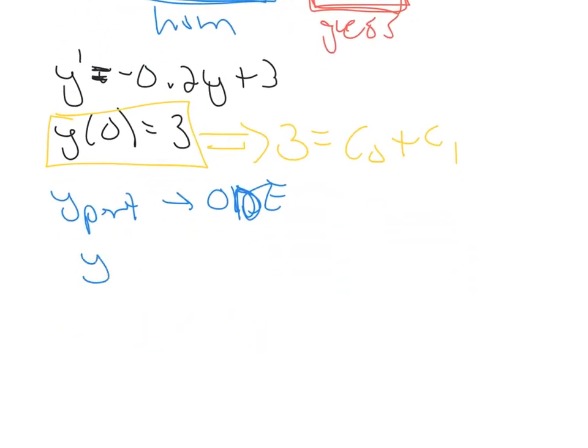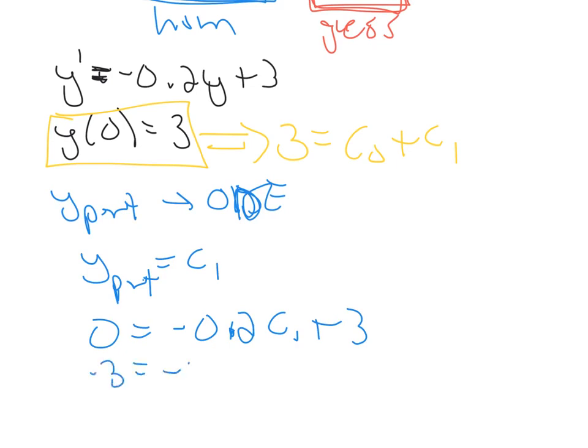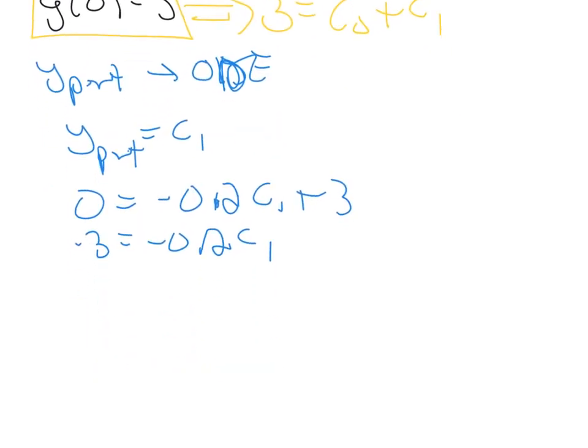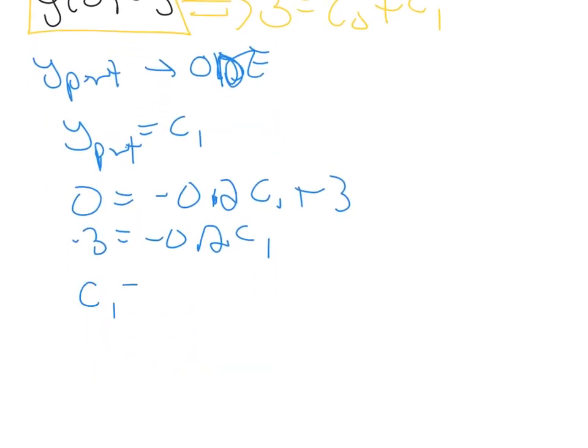My particular solution, my y particular, is just C1, and if I put that in, the derivative of C1 is 0, equals negative 0.2 times C1 plus 3. Do a little bit of algebra here, so negative 3 equals negative 0.2 C1. And so C1 is equal to negative 3 over negative 0.2, which is 15.